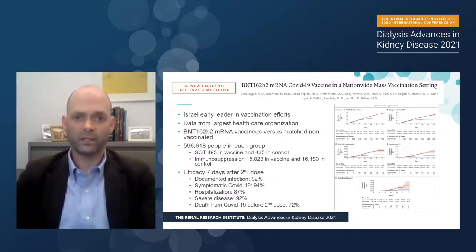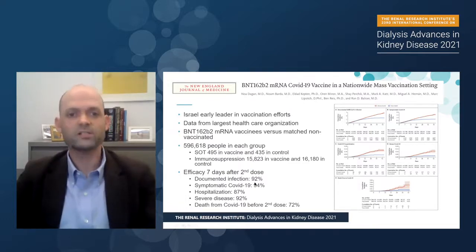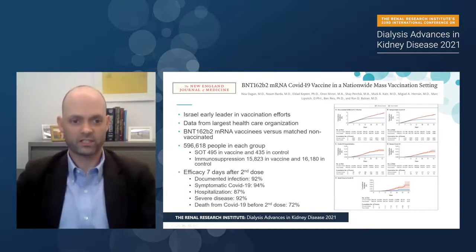And in terms of documented infection, meaning PCR confirmed infection, the efficacy in a real world scenario was 92%, very similar to the phase 3 Pfizer vaccine results. Symptomatic COVID-19 was 94%, hospitalization efficacy was 87% protection, severe disease was 92%, and death from COVID-19, and this was a little bit different because it was before the second dose, they didn't have the complete data from that, it was 72%. So all in all, quite remarkable results in a real world scenario that the vaccine was doing what it was found to have done in a phase 3 study.